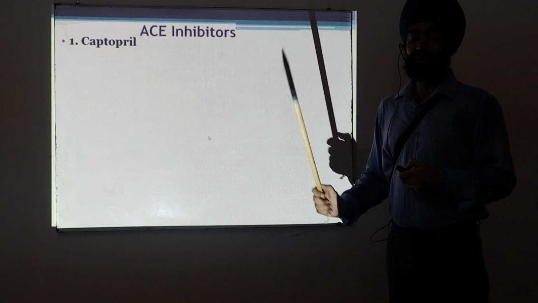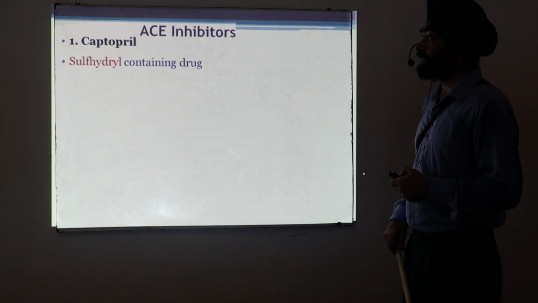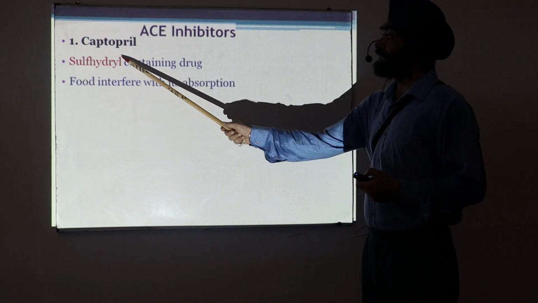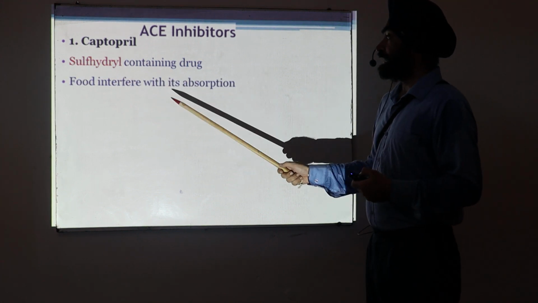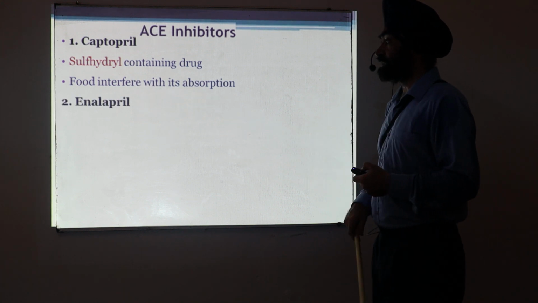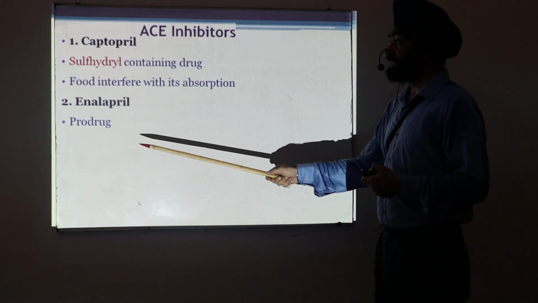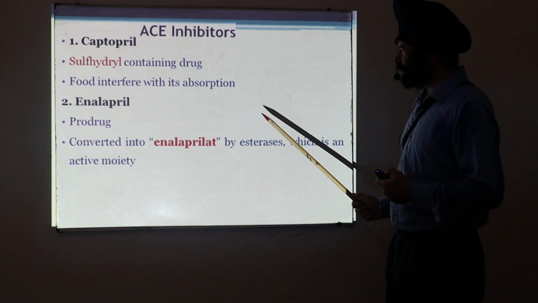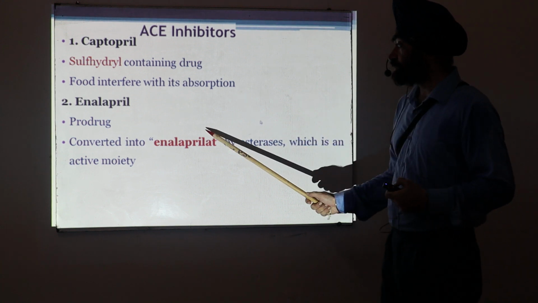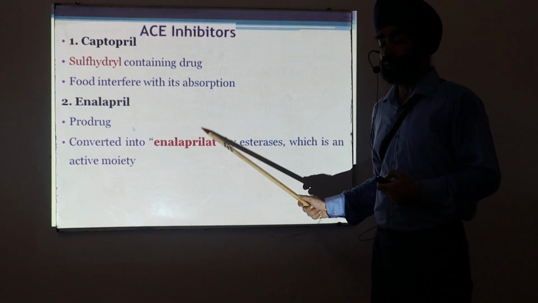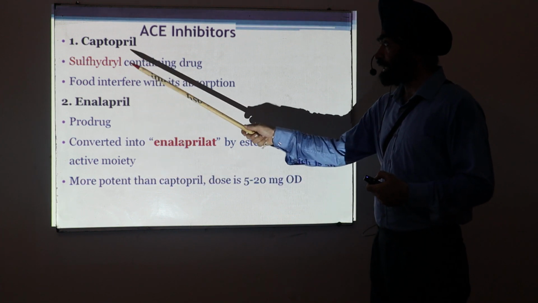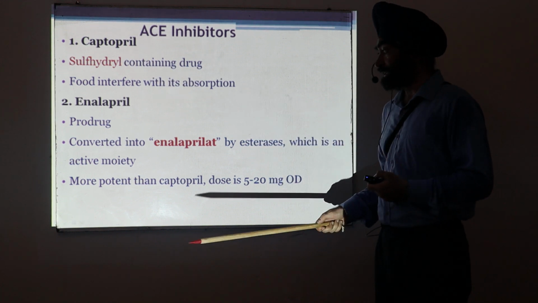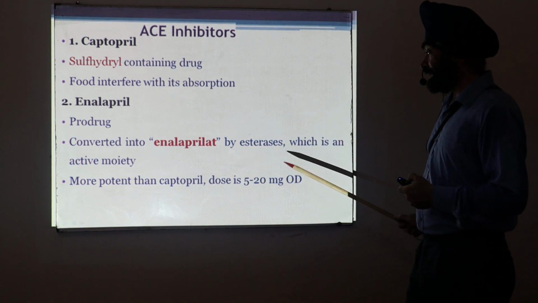Then I will discuss some individual drugs. Coming down to captopril, I will not tell in detail, just a few points. Captopril has a sulfhydryl group and food interferes with the absorption. Enalapril is a prodrug. It goes into the liver, is acted upon by esterases, and forms enalaprilat, which is the active moiety. Now it is more potent than captopril. Actually, all the drugs which are formed after captopril are more potent. So this is also more potent, and it is given once a day.